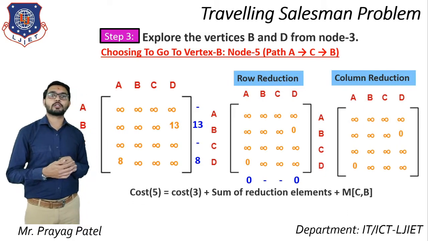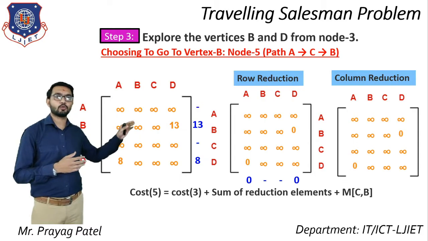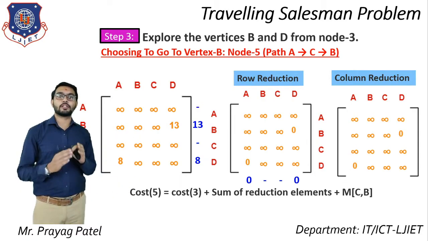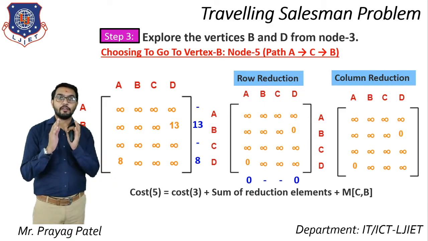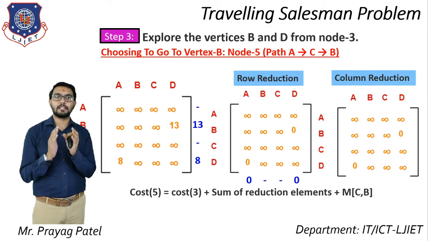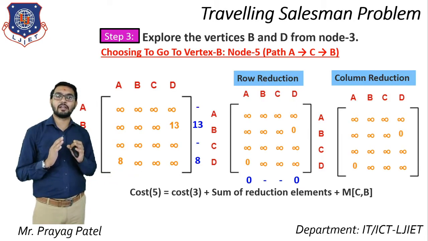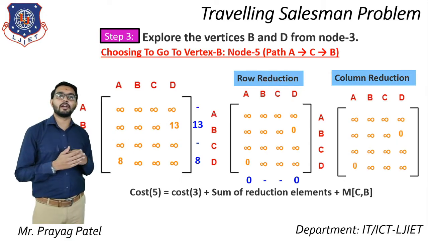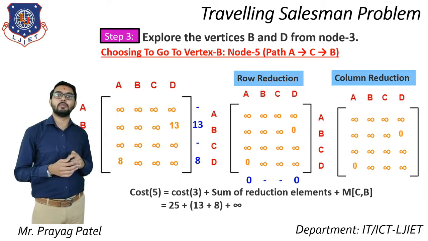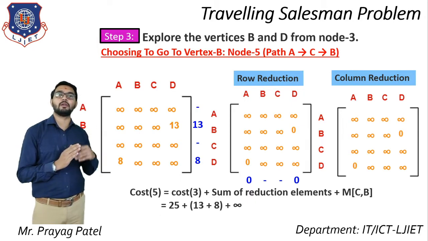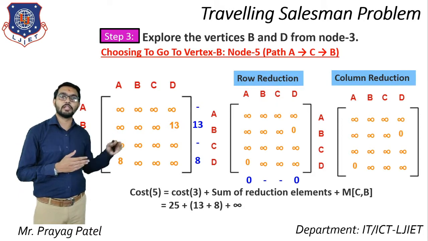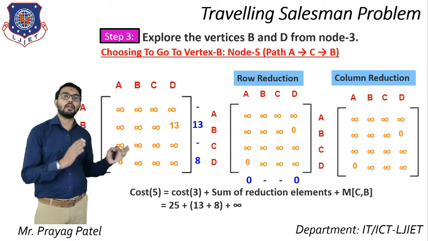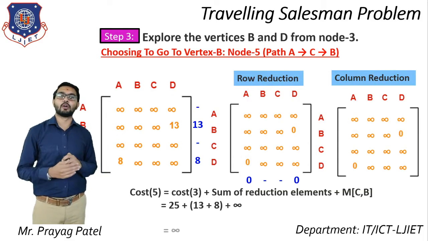Now consider the cost for this particular matrix. So here cost 5 equals cost 3. Here consider cost 3 because we fixed step 3, the A to C path is fixed. So consider the cost for the A to C path. So cost 3 is 25, fixed. Now the sum of the reduction cost at this level: consider 13 plus 8 and the old value of M[C][B]. So here consider 25 plus 13 plus 8 plus infinity, because the CB path is not possible, so the value is infinity. So the final value is infinity for the path A to C to B.